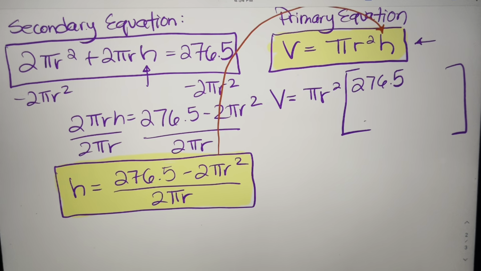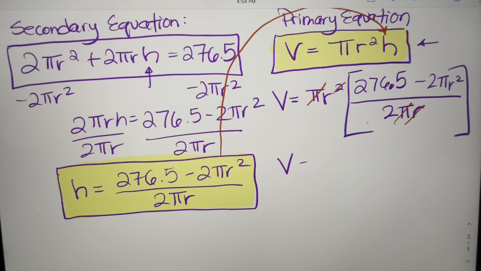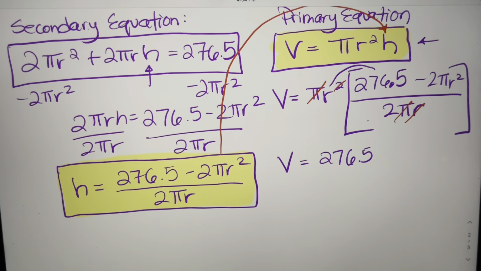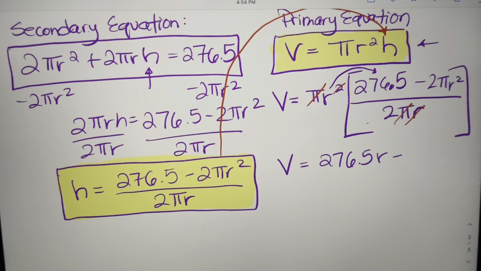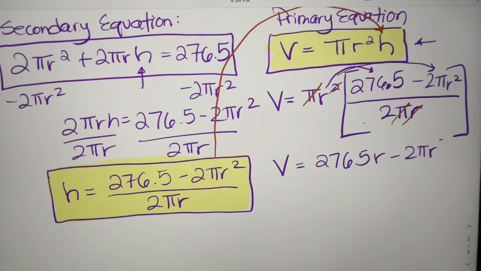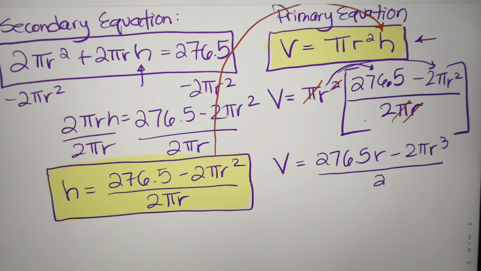Now, because I have multiplication here, I can cancel the pi with the pi and the r with one of the r's, and then distribute that r to the numerator. So volume is equal to 276.5. When I distribute this r, I get r minus, I have to distribute it again, 2 pi r cubed all over, well, what's remaining in the denominator is 2.